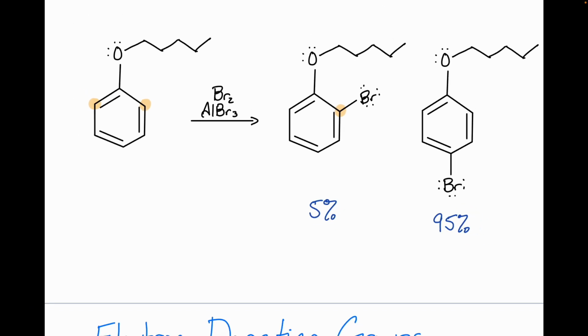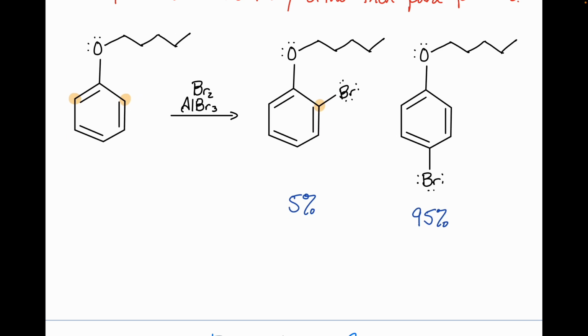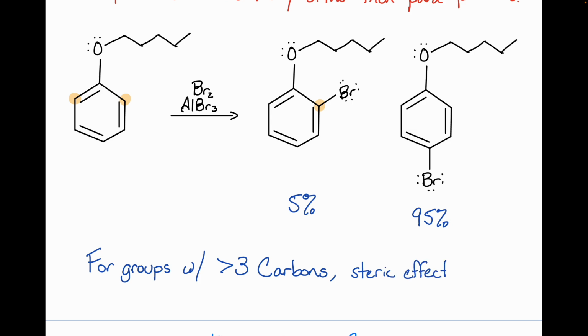Okay, and we have like kind of a helpful little cutoff that we use for groups with more than 3 carbons. We have that steric effect that dominates, and we get majority of our para product. Or we can say para product is our major product.